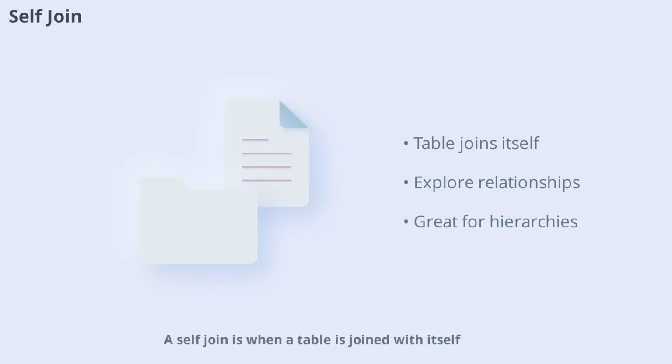Self join is when a table is joined with itself. This is useful for hierarchical data or finding relationships within the same table. For example, you might use a self join to find employees who report to the same manager. It's a powerful tool for exploring complex data structures.